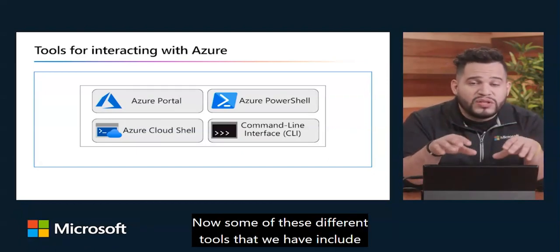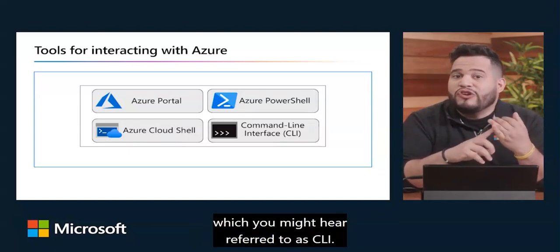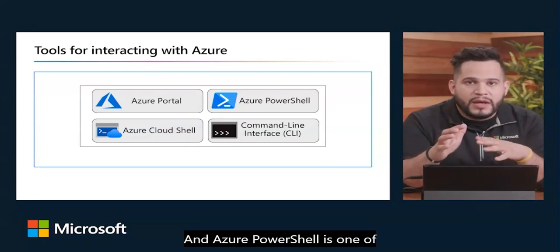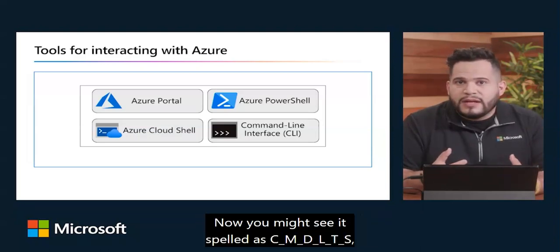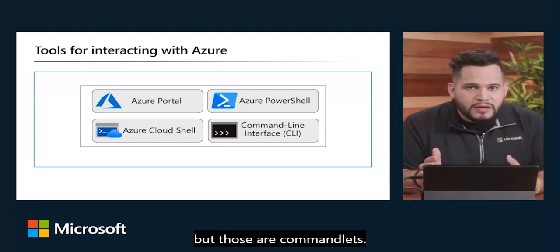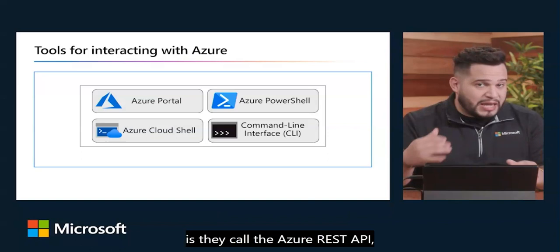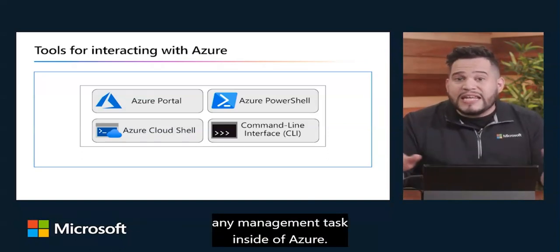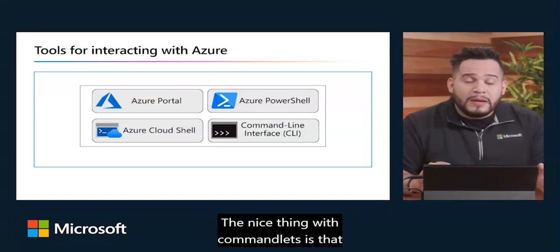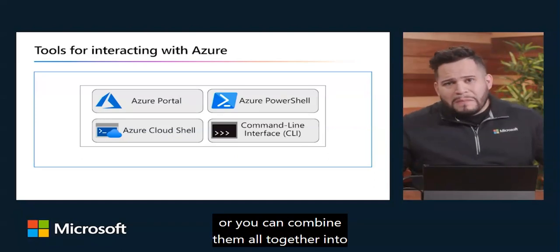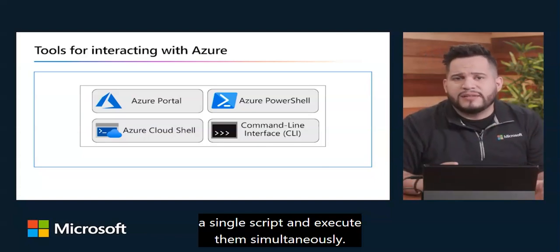Now, some of these different tools that we have include Azure PowerShell, or the command line interface, which you might hear referred to as CLI. And Azure PowerShell is one of these options that you can use to run the commandlets. Now, you might see it spelled as CMDLTS, but those are commandlets. And basically, what these commands do is they call the Azure REST API, and they ask it to perform basically any management task inside of Azure. Now, the nice thing with commandlets is that they can be executed independently, or you can combine them all together into a single script and execute them simultaneously.